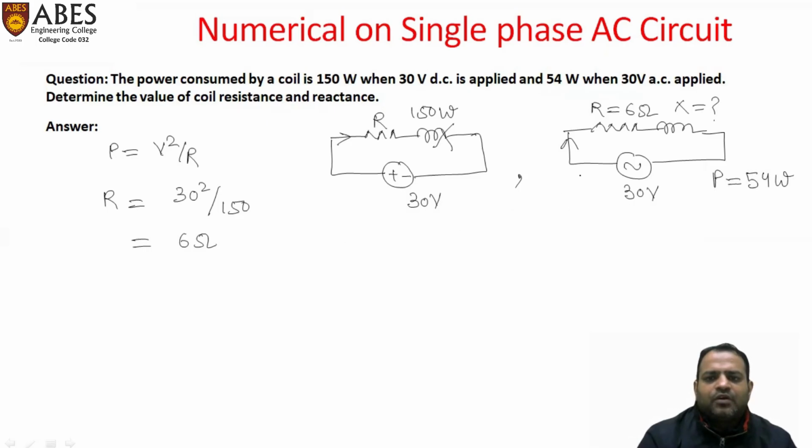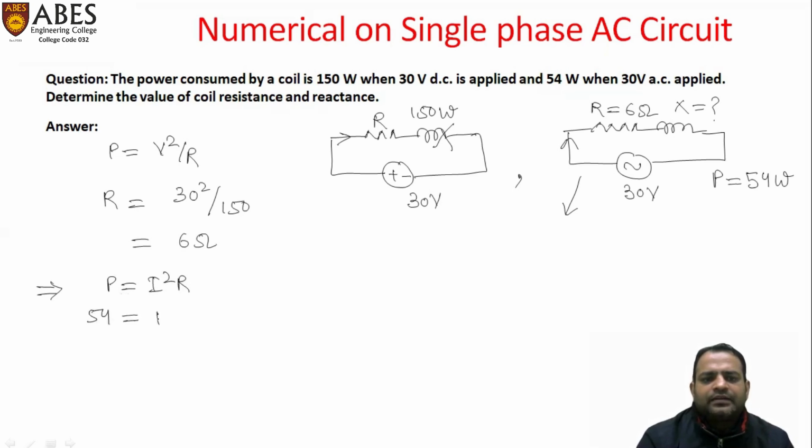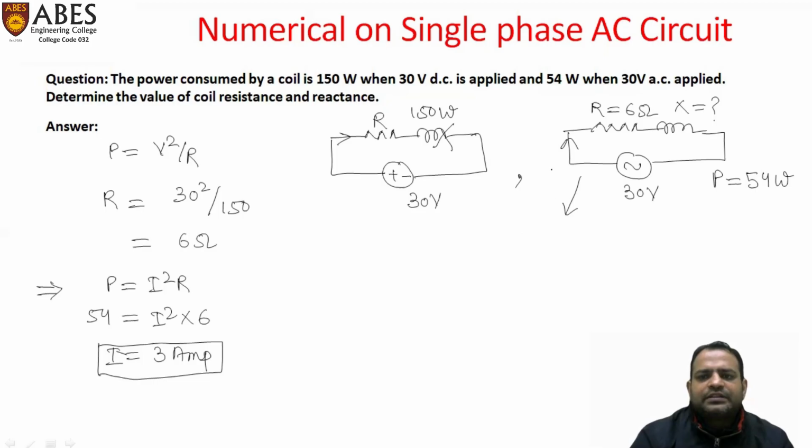When we operate this circuit, P is equal to I square R. We know the value of power, 54 watt, and the value of resistance, 6 ohm. So we get the value of current I, which is 3 ampere. So when the circuit is operating at AC voltage, this current I is 3 ampere.